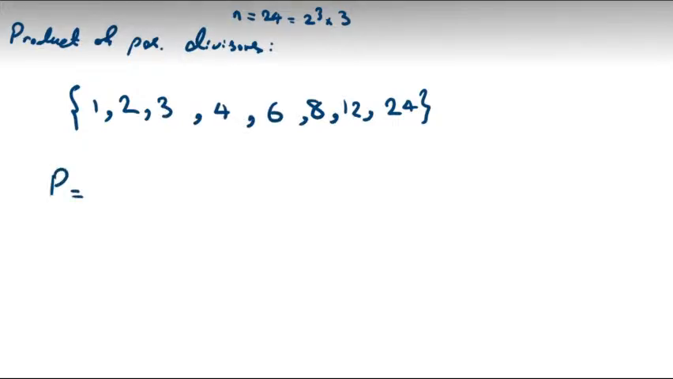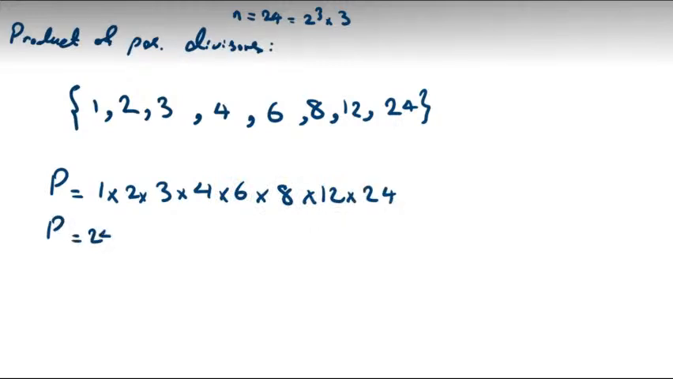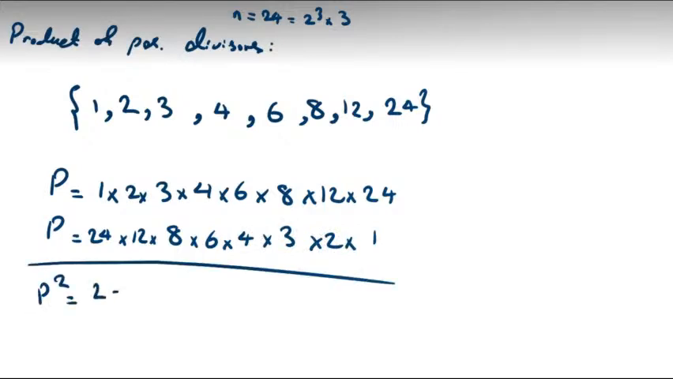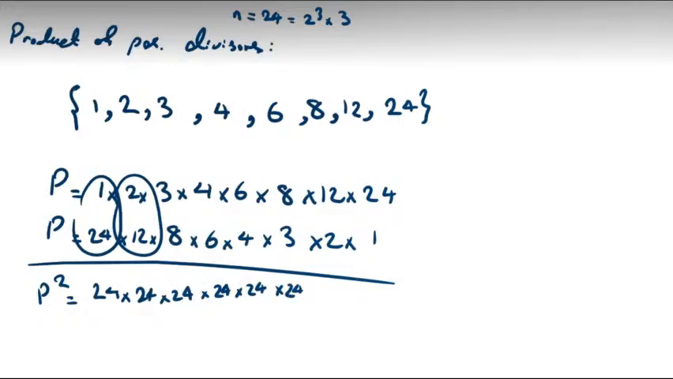Now, if you want to calculate the product of positive divisors, you say 1 times 2 times 3 times 4 times 6 times 8 times 12 times 24. If I write it in reverse order, it will be 24 times 12 times 8 times 6 times 4 times 3 times 2 times 1. Now if you calculate P squared, each pair product is 24. How many 24s are there? The number of positive divisors. We had 8 positive divisors, so it will be 24^8.